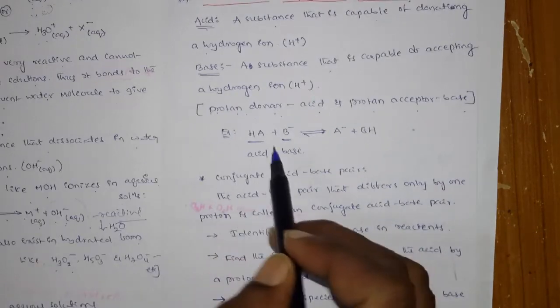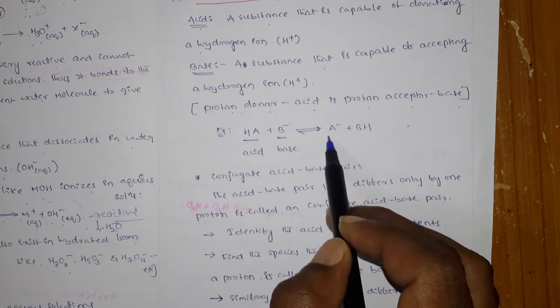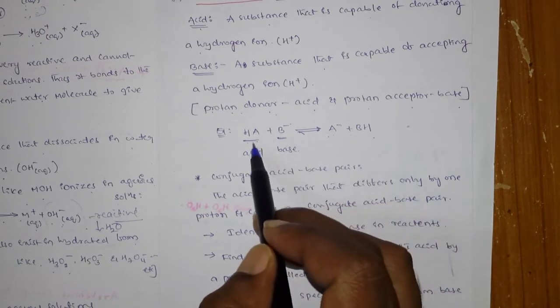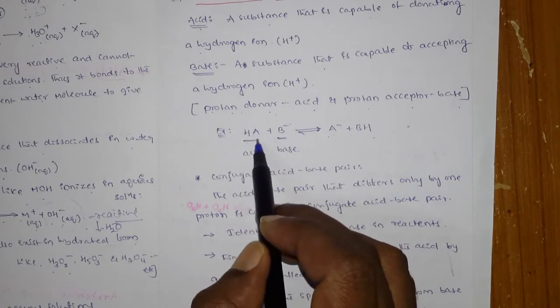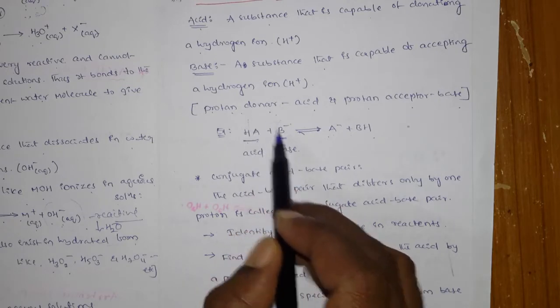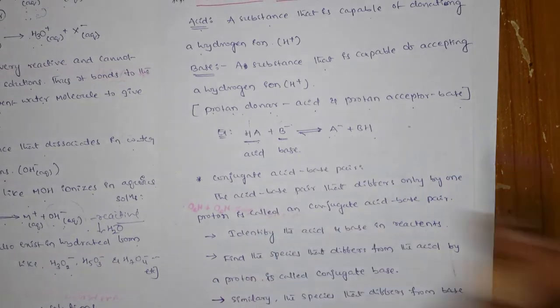Here you see there is HA and B-. At equilibrium it gives A- plus HB. So which one is donating the proton? The HA is donating the proton to the B-, so it is donating and B- is accepting, so HA is an acid and B- is a base. Very simple.